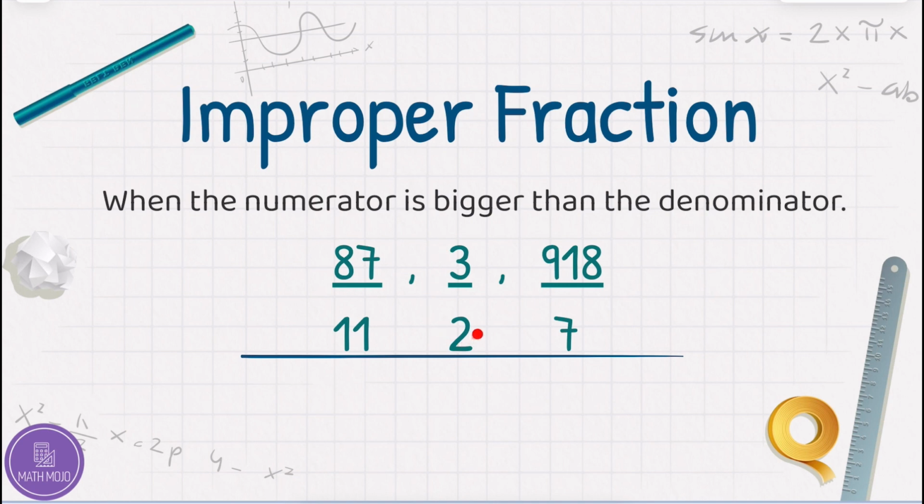Moving on to the next example, we have 3 over 2. Our 3 is our numerator and 2 is the denominator. And as you can see, 3 is bigger than 2. And same thing for our last example. We have 918 as our numerator and 7 as our denominator. And once again, our numerator is bigger.